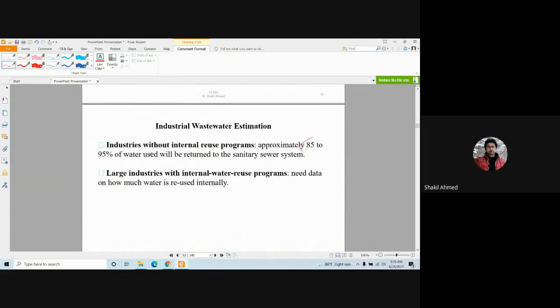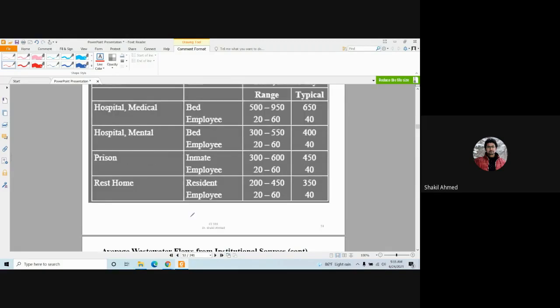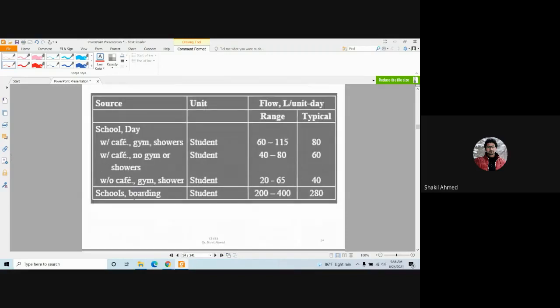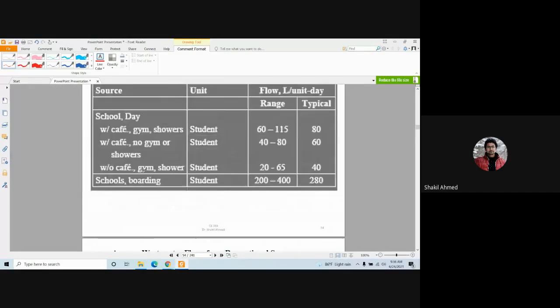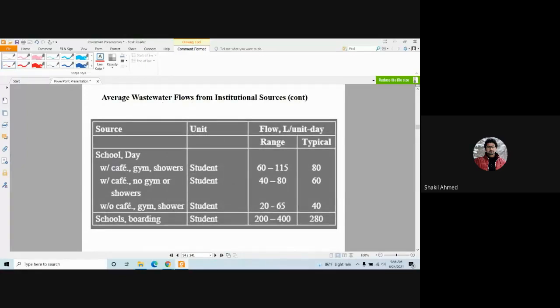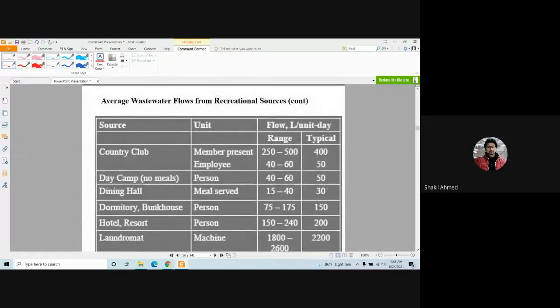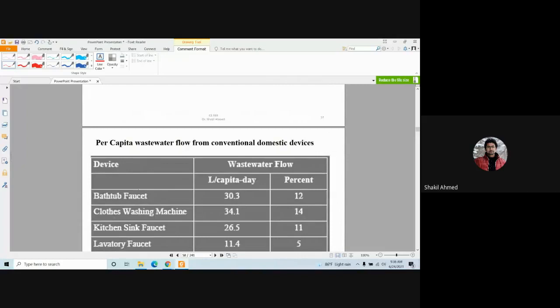In industry, 85 to 95% of the water used will be generated as wastewater. Okay. Hospital, 650 per bed, of course, because they have to use a higher amount of water for disinfection and cleanliness. Okay. In a restaurant, cafe, schools, apartment, coffee shop, okay, etc.